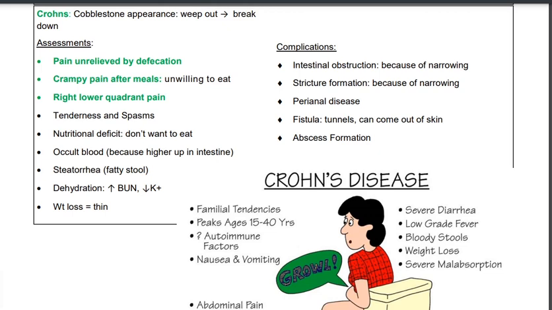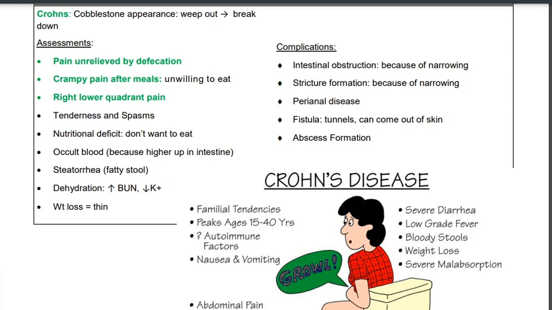Occult blood, because it's higher up in the intestine, which means that the blood may be hidden. If you do an occult blood test, that means you can't see the blood, but they can detect it if they do a test. They have a lot of fatty stool. Steatorrhea is the name of it. So that's interesting. Crohn's disease.